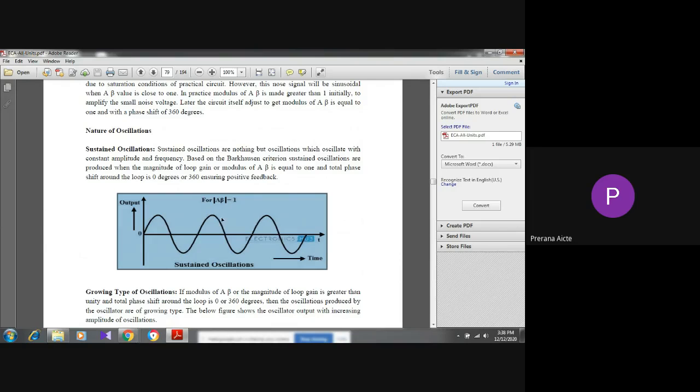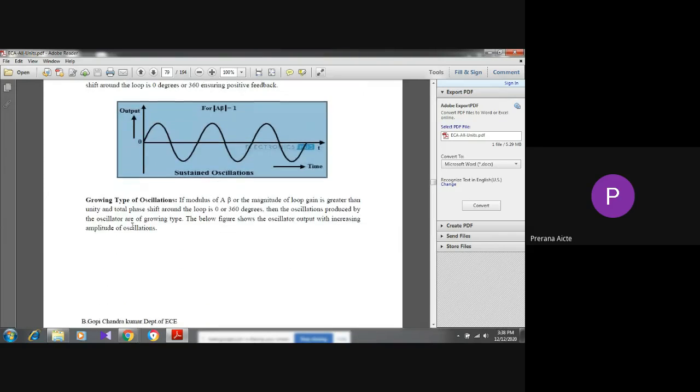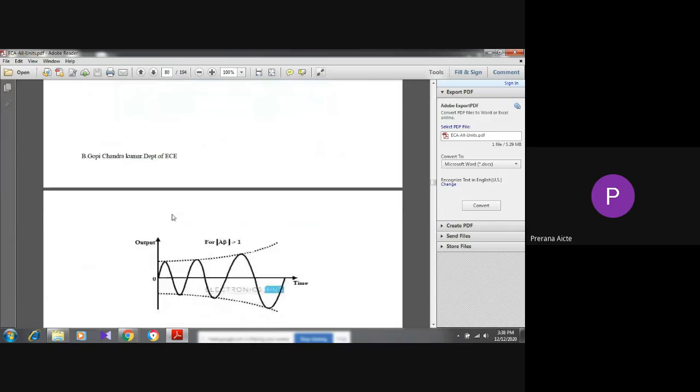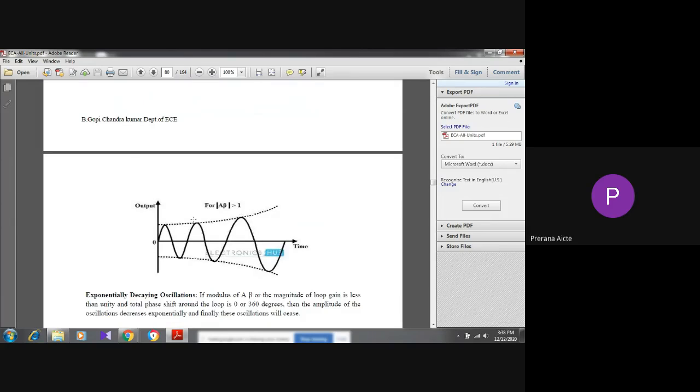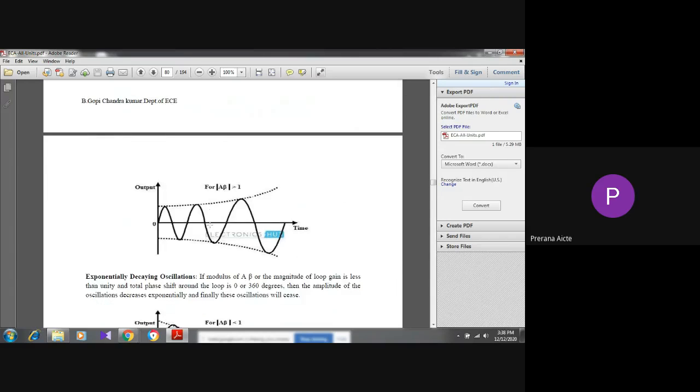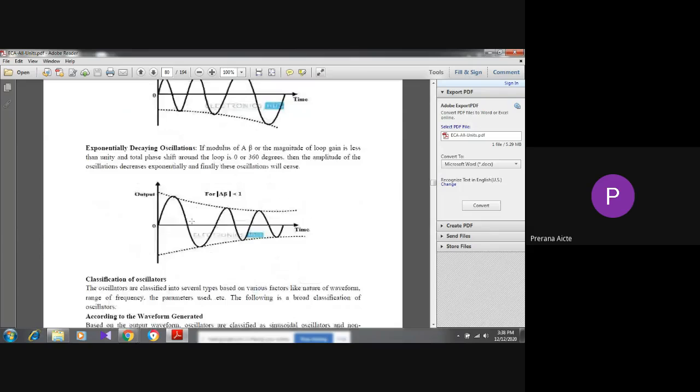For sustained oscillation, this is the condition: mod A beta is equal to 1. Next, growing type oscillations. For this, the condition is A beta is greater than 1. This is called growing type oscillation. Next, decaying type oscillations look like this. For decaying type, the amplitude is decreasing slowly, exponentially. This is called decaying type oscillations. The condition is mod A beta is less than 1.